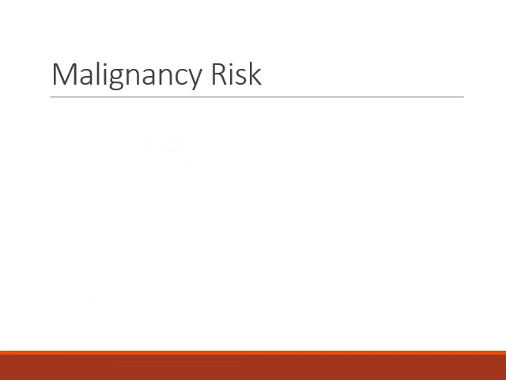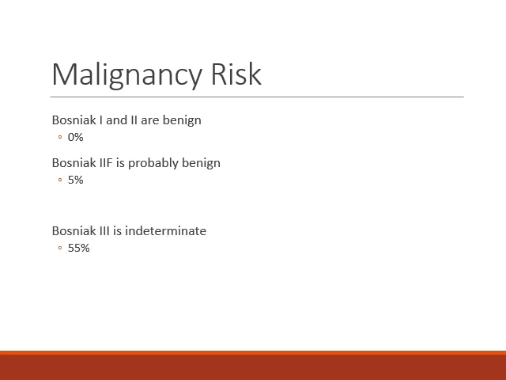As a general rule of thumb, Bosniak 1 and 2 are benign. They have no chance of malignancy and they don't need follow-up. Bosniak 2F is also probably benign. The chance of malignancy is tiny, 5%, but they do require follow-up because of that 5%. A Bosniak 3 is classified as indeterminate because the risk of malignancy is 50-50. And a Bosniak 4 is almost certainly malignant. When I say malignant, I mean it's probably a cystic renal cell carcinoma.